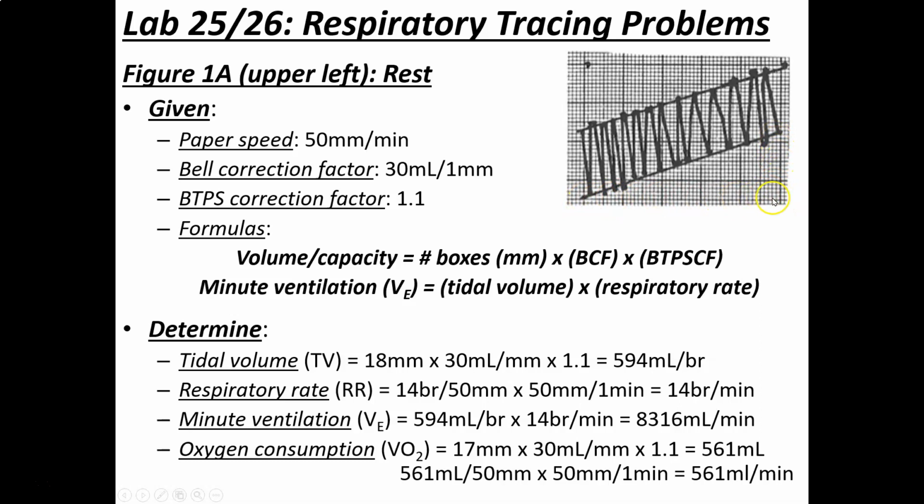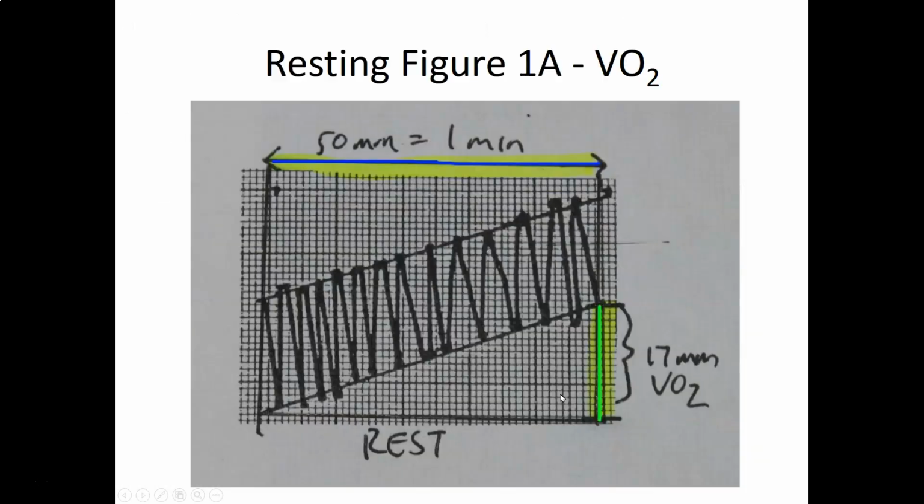But in this case, I'd say, okay, the bell drops 17 millimeters in 30 seconds. Why 30 seconds? Well, if the paper speed was 100 millimeters per minute, and we only went 50, that means we only went 30 seconds. So if we counted 17 drop in 30 seconds, that means if we equated that to a minute, we'd have to multiply it by 2, and that would be a 34 millimeter drop in a whole minute. So you have to make those adjustments and figure out what it is, but this is how we figure out the VO2.